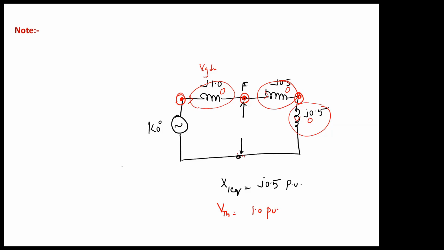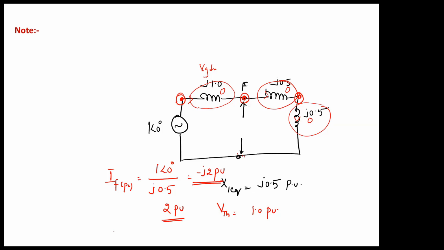So my short circuit, my fault current will become how much? 1 at an angle 0 divided by J0.5. This is minus J2 per unit. So the minus J symbol tells it is purely inductive current. If you want only magnitude, it is 2 per unit. My fault current is 2 per unit.